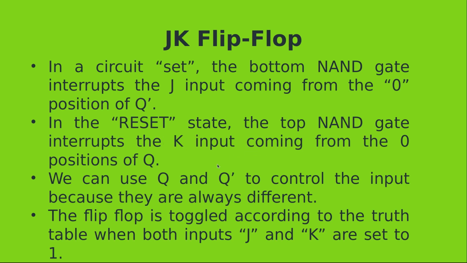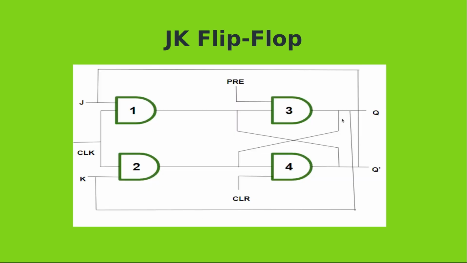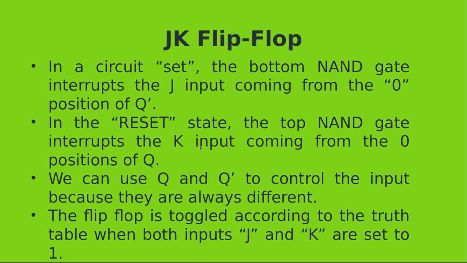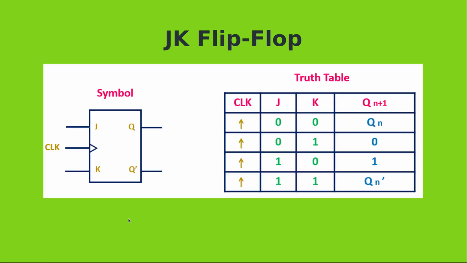So we can use Q and Q bar to control the input because they are always different. Since the output is attached with the input, they are totally different from each other, so it will automatically change from one to another. So the flip flop is toggled according to the truth table when both J and K are set to 1. If it is 1, the condition is automatically changed.